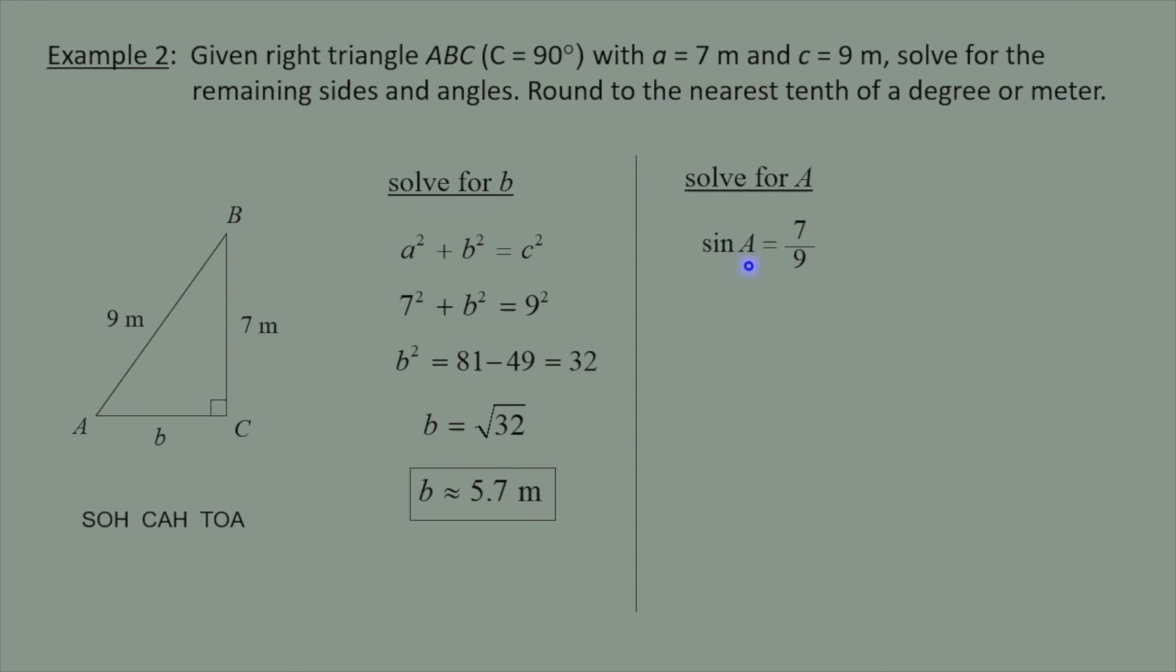Now we can't use algebra to solve for this unknown value. Sine is not something we can cancel by multiplication or division. It's a function. So we need to use an inverse function to get from the output back to the input. In other words, we need to find the angle that has a sine ratio of 7 over 9. Let's see how this looks with the trigonometric table.